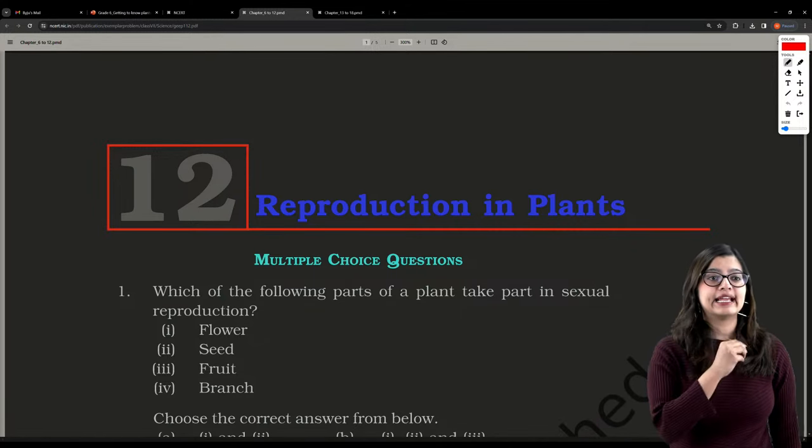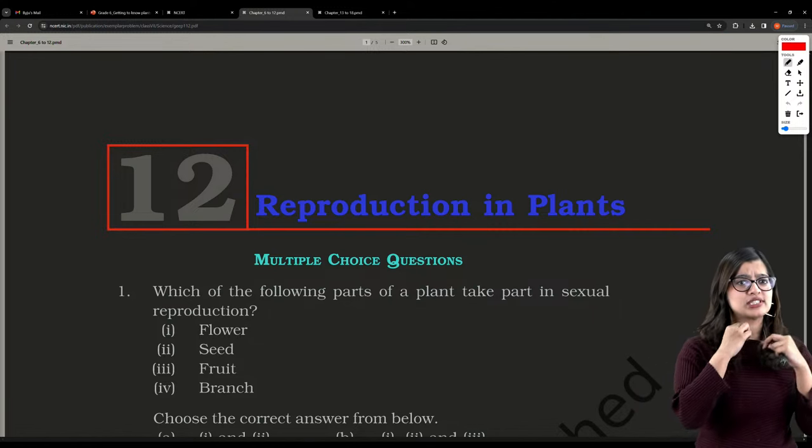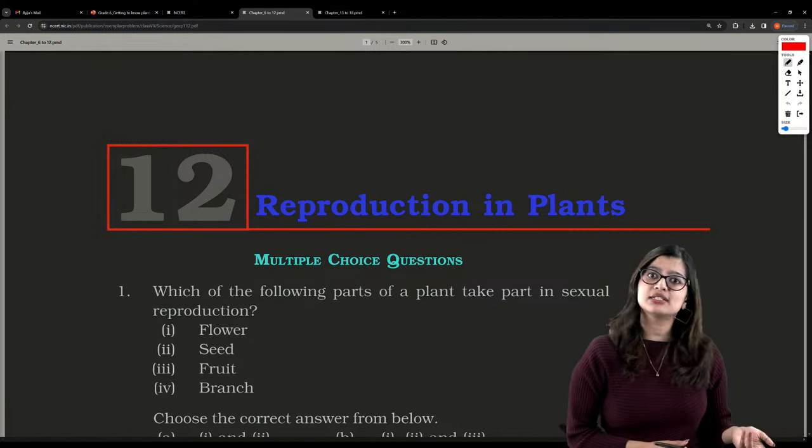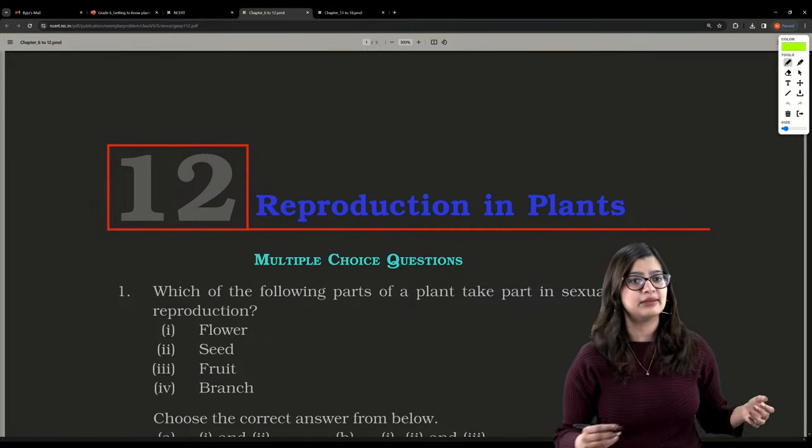BYJU'S, you get this on the NCERT website, okay? You get it on the NCERT website. Santosh is telling, ma'am, fake video. How is this fake? I am real. I'm talking to all of you. How is this fake? Please tell me.